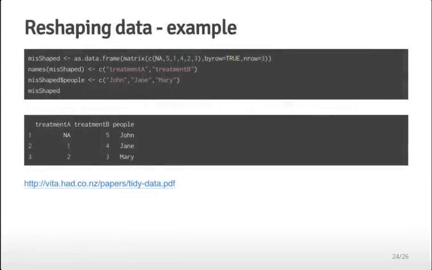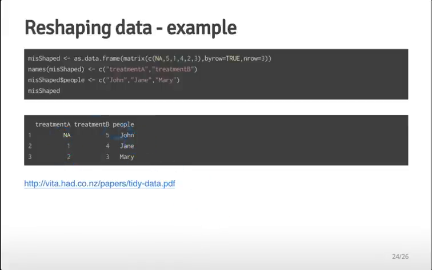The other thing that we need to do, and it was one of the components of tidy data, is that we sometimes need to change the format of data sets. Basically this is changing the shape so that we end up with observations in rows and variables in columns. So this is a misshaped data set. This is actually an example from this paper. It has treatment A, treatment B, and people are the different elements of this data frame. And then there are values that correspond to different treatments and different people.